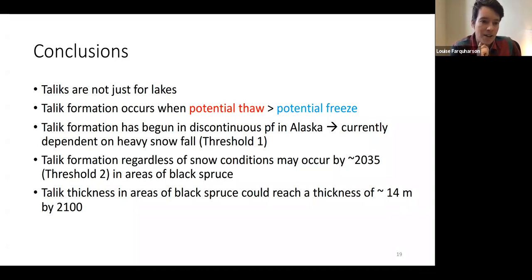So talik formation at our sites is occurring when potential thaw exceeds potential freeze. And in the discontinuous zone in Alaska, it's currently dependent on, I should have written heavy, but average to heavy snowfall. So we're within the first threshold. But talik formation will eventually occur regardless of snow conditions. And the modeling for the Bonanza site suggests this will happen around 2035. And then modeling efforts on talik thickness suggest that in areas of black spruce like Bonanza Creek, talik could reach a thickness of around 14 meters by 2100. So next slide, please.